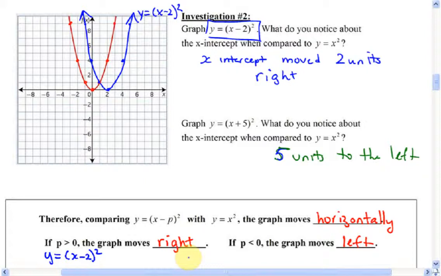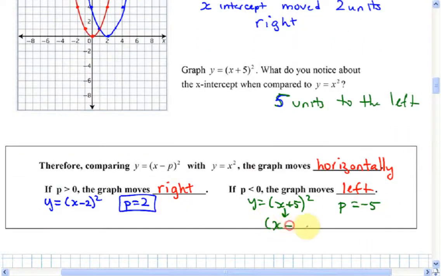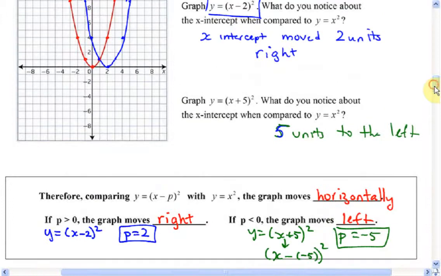So note in this example here, I want you to say p equals 2. Whereas in the other example I have, y equals x plus 5 squared. What is my p value here? Negative 5. Because if I want to write it in the x minus form, it's negative 5. Okay, now I think you should write this down here too so that you don't get confused. Okay, and while you do that, I will graph out my other parabola to complete my notes.